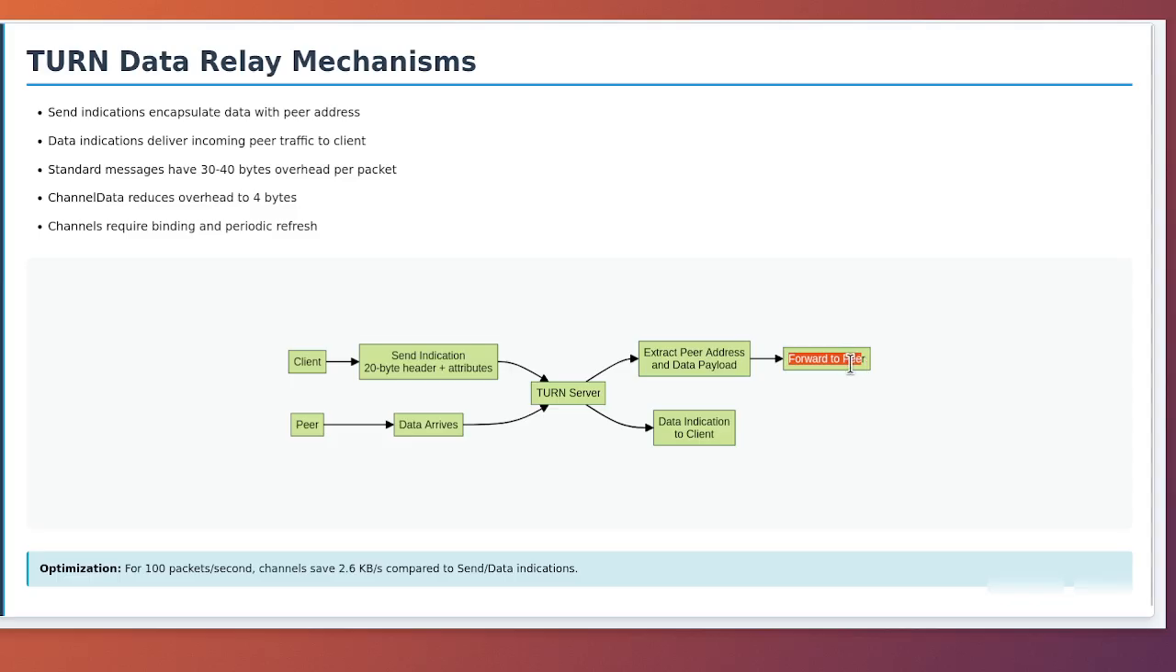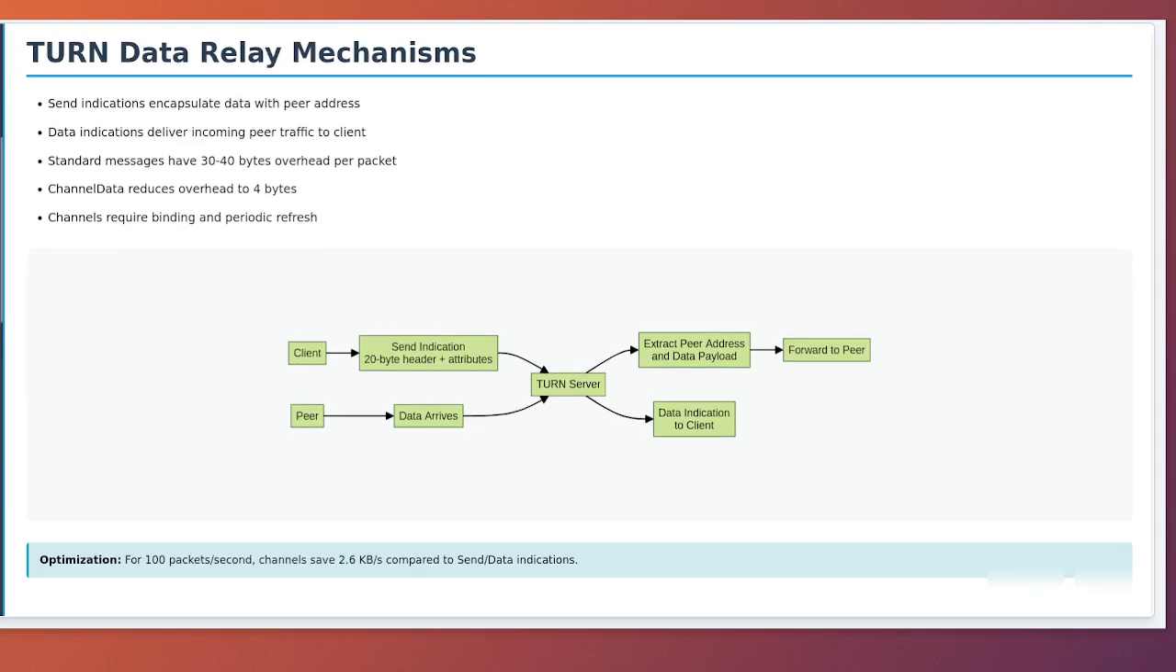In the reverse direction, when data arrives at the TURN server from a peer destined for a client's relayed address, the server encapsulates this data in a TURN data indication message. The data indication includes the XOR peer address attribute identifying which peer sent the data, and the data attribute containing the payload. The server sends this data indication to the client that owns the allocation. The client receives the data indication, extracts the peer address to know who sent the data, and extracts the data payload for processing by the application.